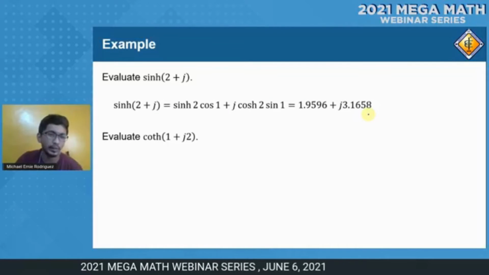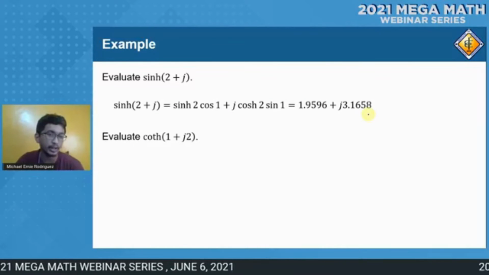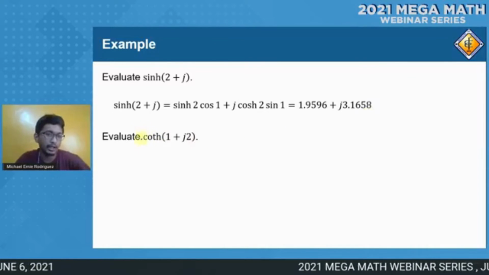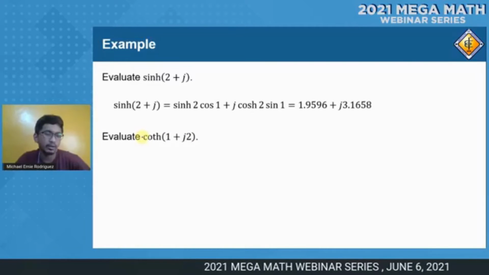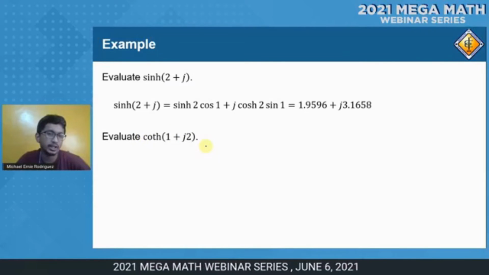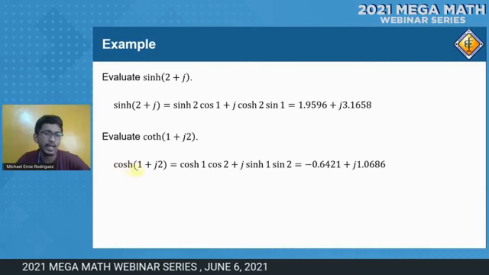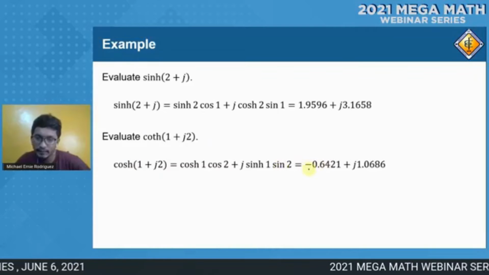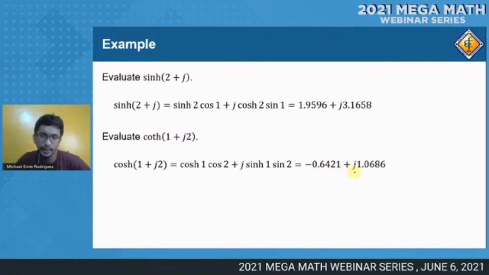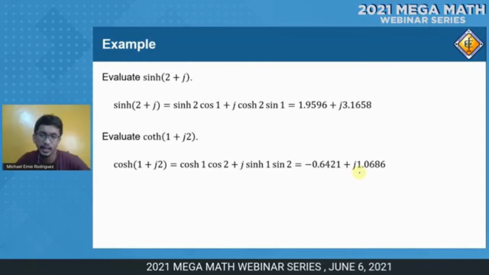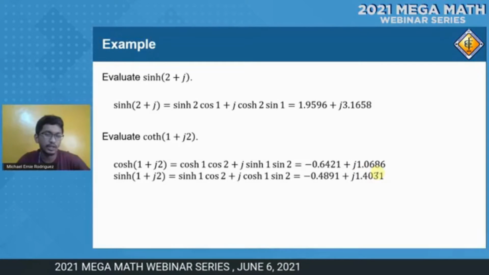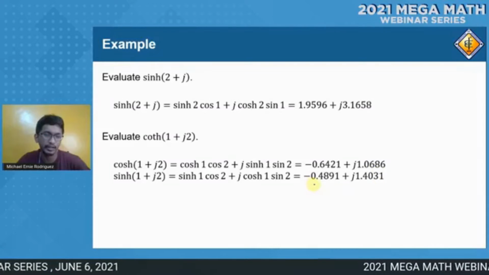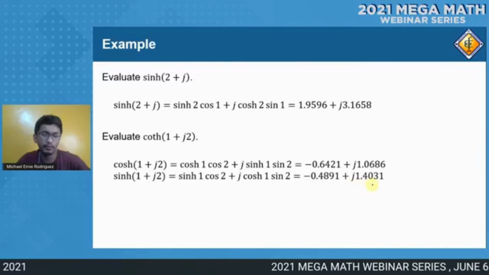And then the next is we evaluate hyperbolic cotangent of 1 plus j2. So our hyperbolic cotangent is cosh over sinh. So we have to evaluate first the hyperbolic cosine of 1 plus j2. So we have negative 0.6421 plus j 1.0686. And then for sinh of 1 plus j2, that is negative 0.4891 plus j 1.4031.